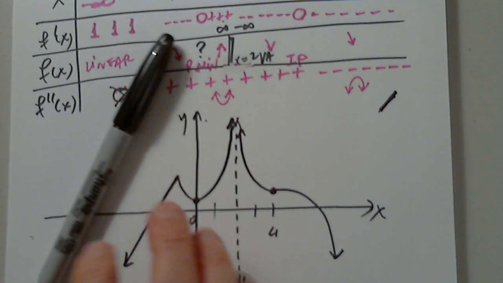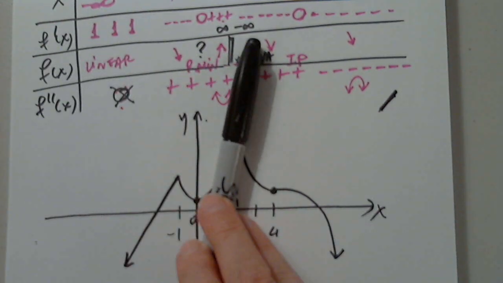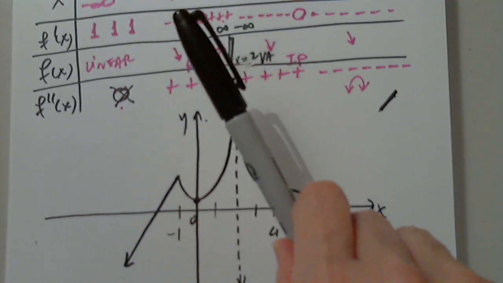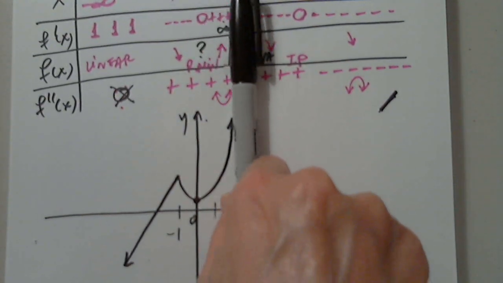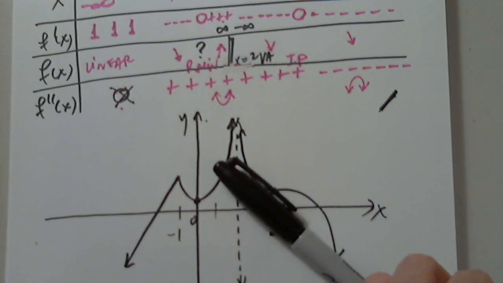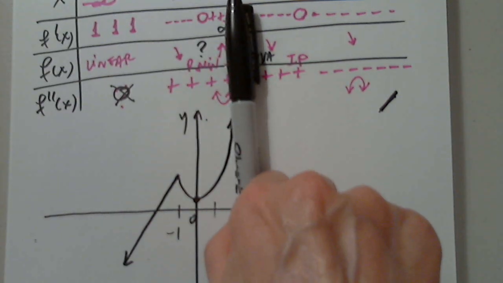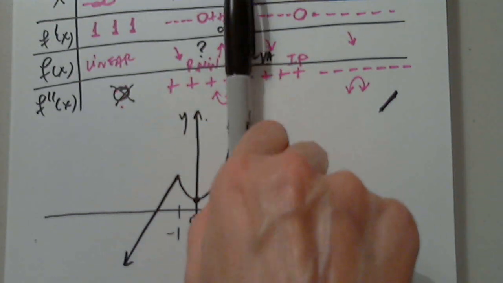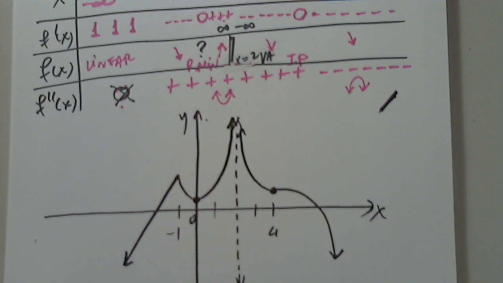So the limit of the rate of change here is positive infinity. But the limit of the rate of change on this side, look what happens here. So on this side it's going to negative infinity. It's a negative slope, and it's going to negative infinity. Awesome.